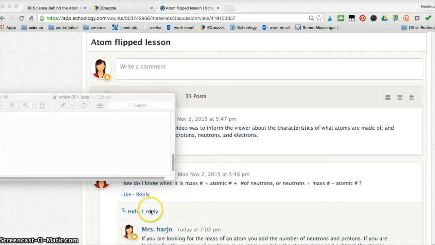I am able to go ahead and reply to them. Actually, anyone is able to reply to them to give them some clarification on how you know if you're asking for the mass number or the number of neutrons.